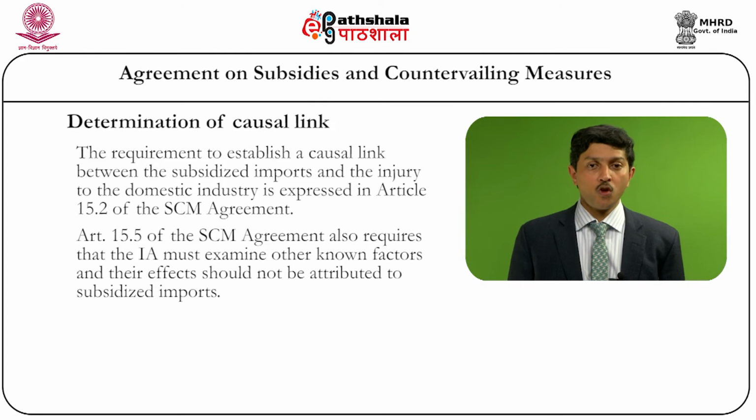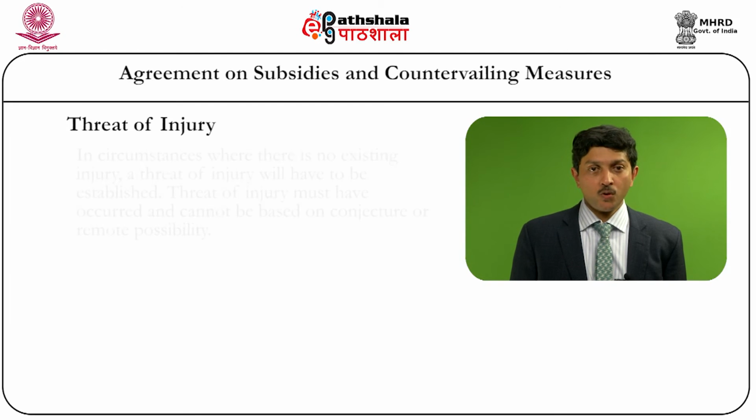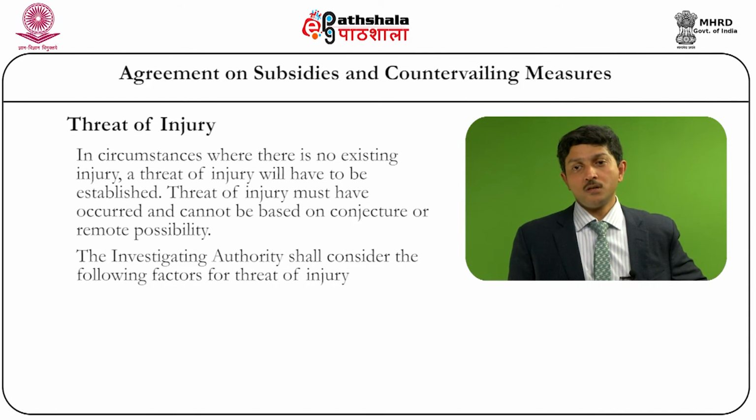In addition to injury, the subsidy agreement, like in the case of the anti-dumping agreement, has included a provision on threat of injury. So, in circumstances where there is no existing injury, a threat of injury can be established. The threat of injury must be clearly foreseen and imminent, and cannot be based on conjecture or remote possibility. So, while conducting the threat of injury analysis, the investigating authority shall consider the following factors.